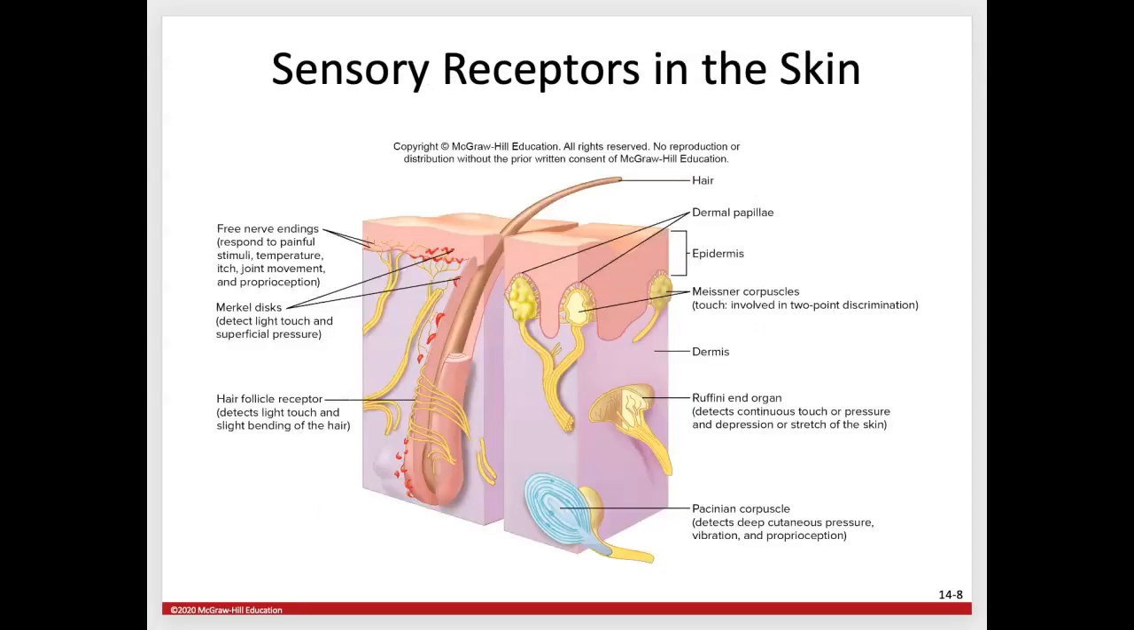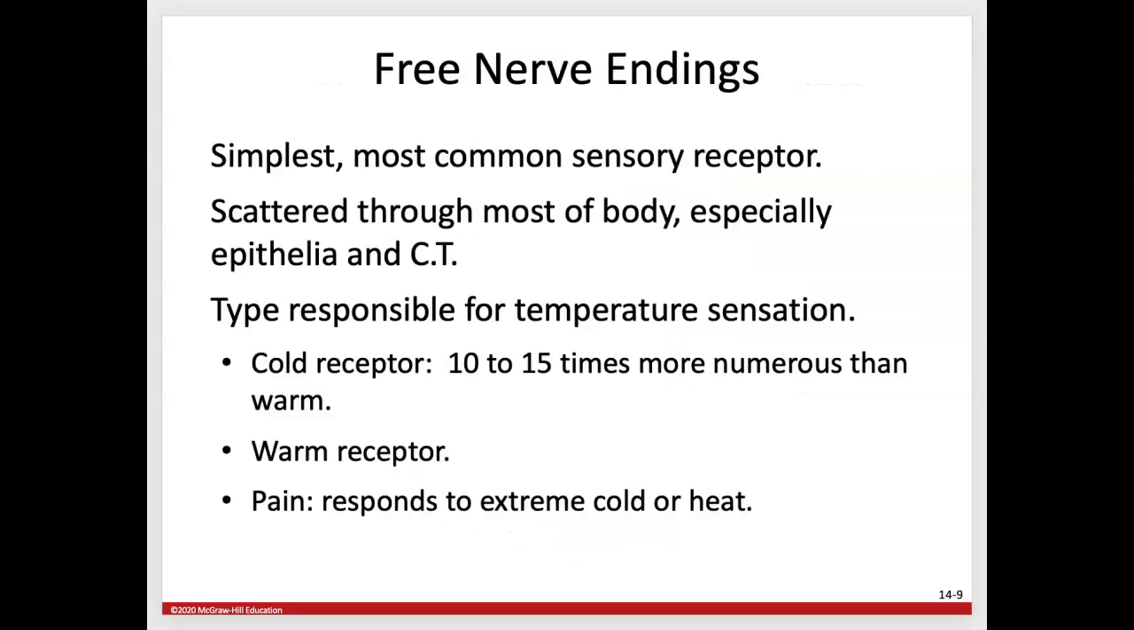So this is just showing where some of those sensory receptors are found in the skin, and some of this should be familiar to you from when we covered skin a few units ago. Free nerve endings are basically the simplest, most common sensory receptor. They're scattered throughout most of the body, especially the epithelial tissue and connective tissue. There is a type that is responsible for temperature sensation, cold receptors, warm receptors, and also pain.